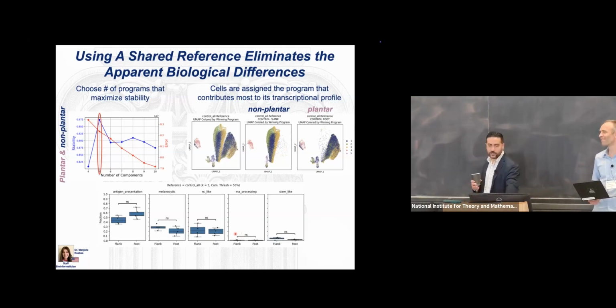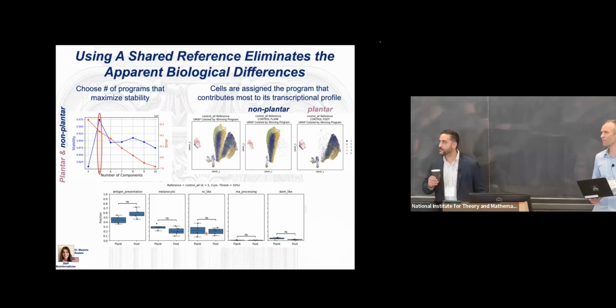But something to appreciate too is, for example, the neural crest: there's no difference in the program frequency between the plantar and the non-plantar, but the gene sets that are associated differ. There could still be extremely distinct biology. Right. A different flavor of neural crest. That would be another thing that would be really cool to look at.